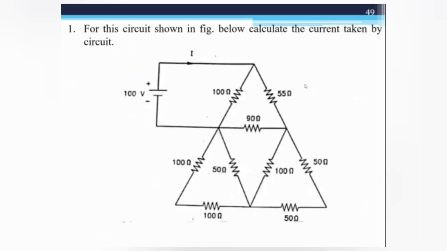Okay. So let us solve one example. First of all, this example is based on series parallel networks. For the circuit in the figure, calculate the current taken by the circuit. You have to find the value of this current. Right? So now how can you find? The first step is this 100 ohm resistor and this 100 ohm resistor, both are connected in series. So the equivalent of that is 200 ohm.